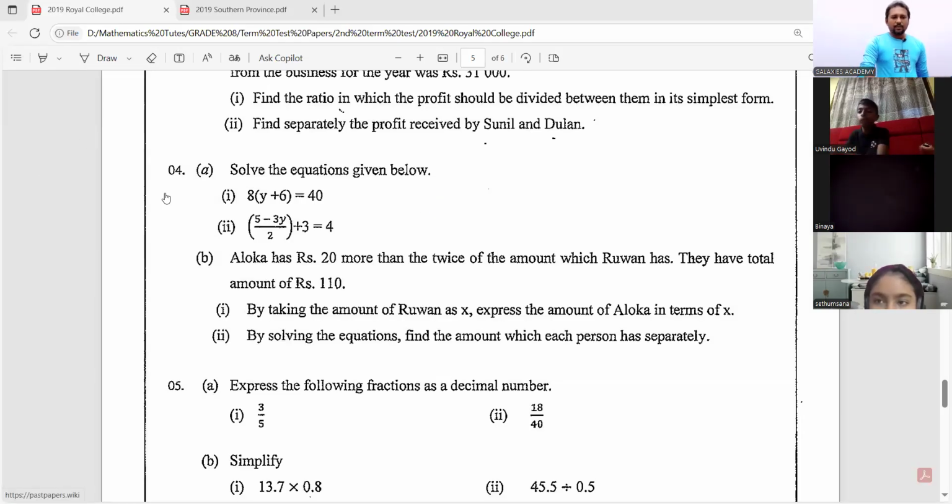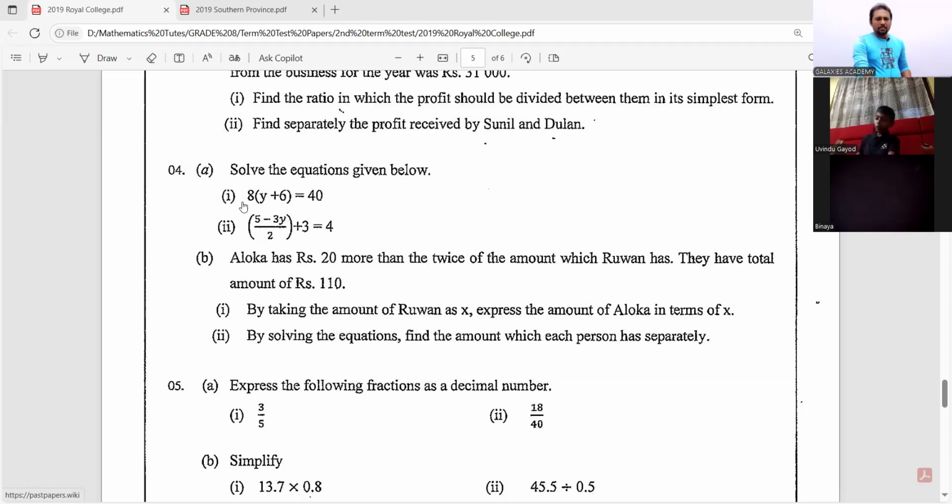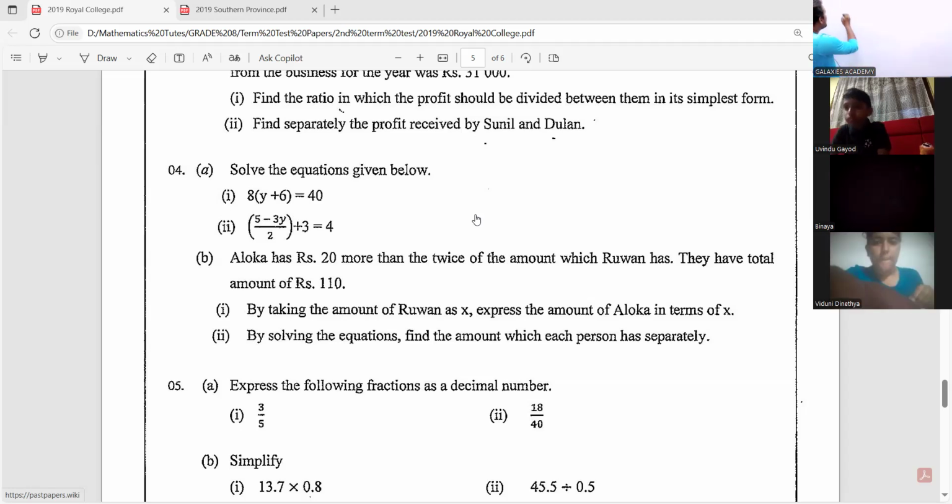Right, look at the fourth question. Also, there are two parts given, simple A and simple B. This question is given from equations. So let's go to the first part. Right, simple A, first part, solve the equations given below.